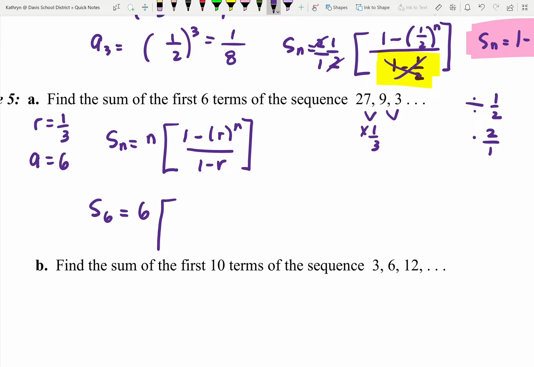Oh, did I do something wrong? Term 27. Say it again. The first term should be Oh, 27. Gotcha. Thank you.